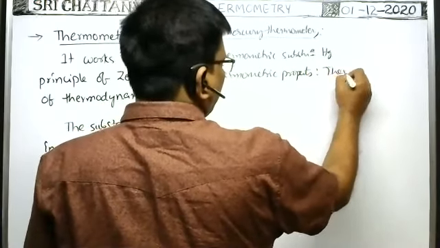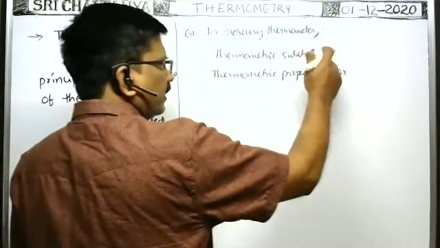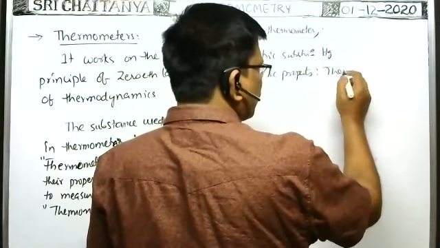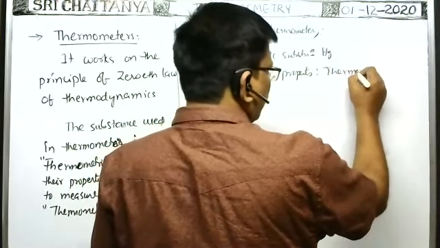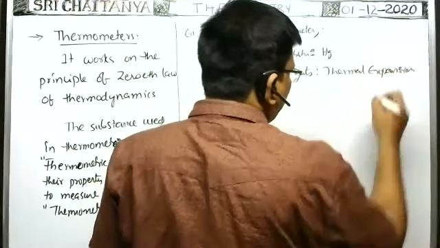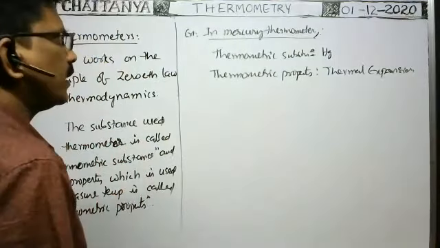Thermal expansion. When the temperature of mercury increases, its volume increases. Such an increase in volume is called thermal expansion. Expansion of any substance upon heating is called thermal expansion.